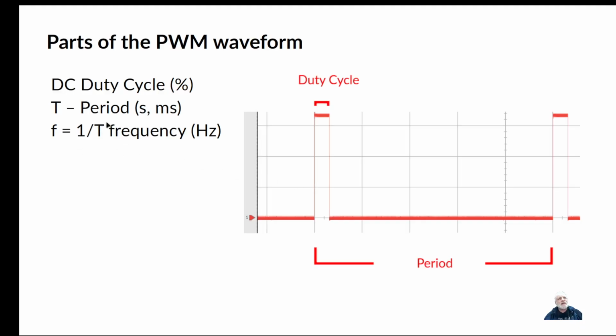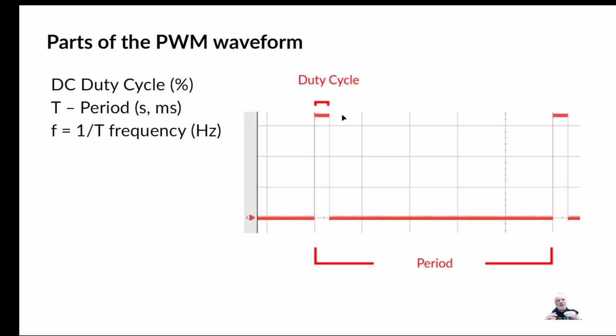The frequency is 1 over the period, and the period is how long it takes. So if it's 1 millisecond, the frequency would be 1000 hertz. And then the duty cycle can go anywhere from 0, which means it's just a constant 0 out, to 100%, which means it's high all the time.